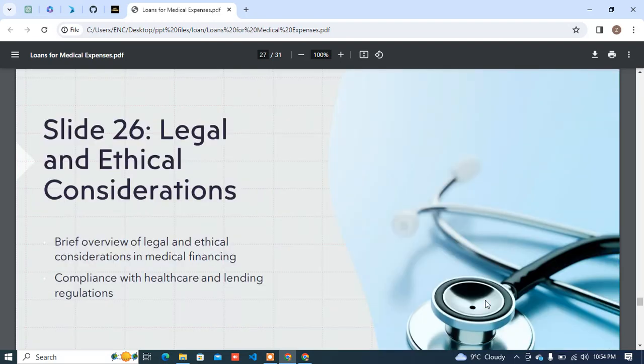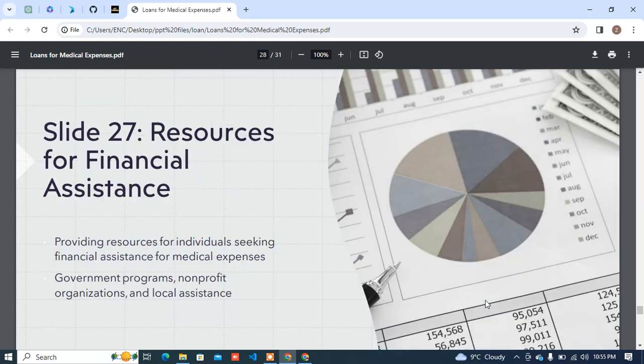Slide 26 is legal and ethical considerations. What are legal and ethical considerations? What you can consider in ethical and legal terms. Brief overview of legal and ethical considerations in medical financing. Point 2 is compliance with healthcare and lending regulations.